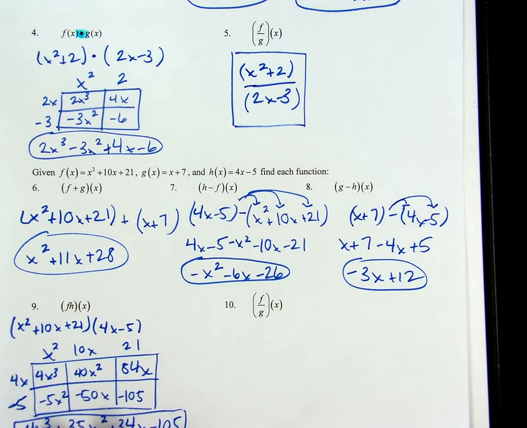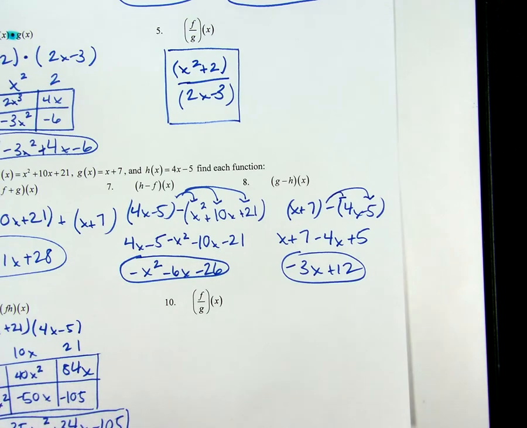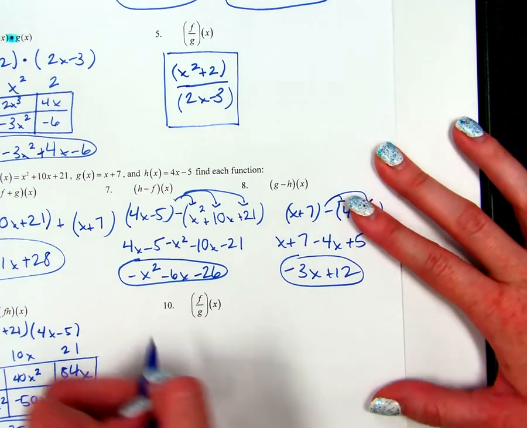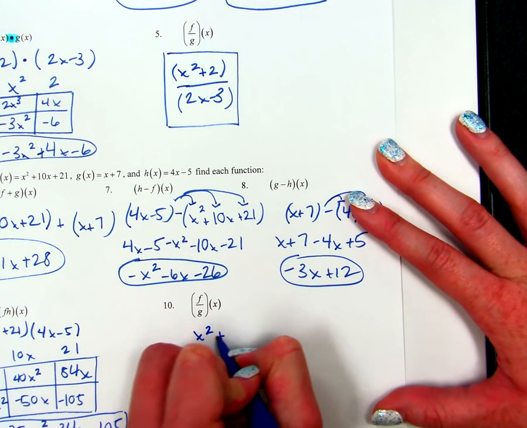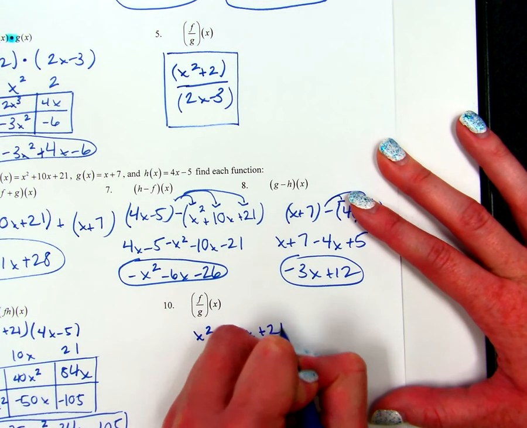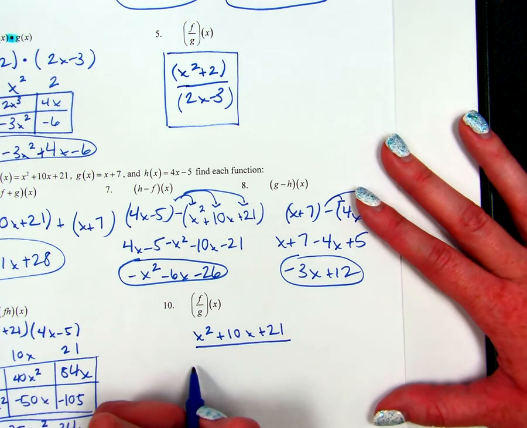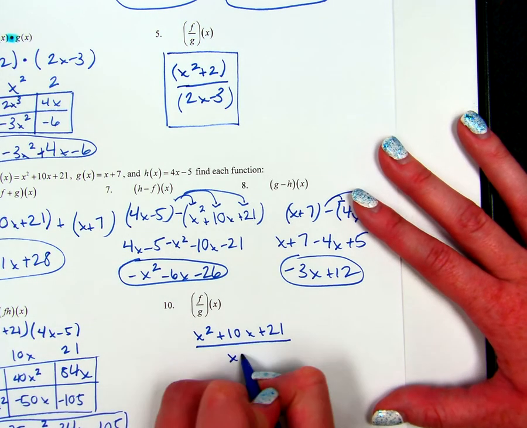And last problem is 10. So 10 is just a division problem. So we're going to do f divided by g. So we'll write that out. So we have x squared plus 10x plus 21 divided by, and our g is x plus 7.